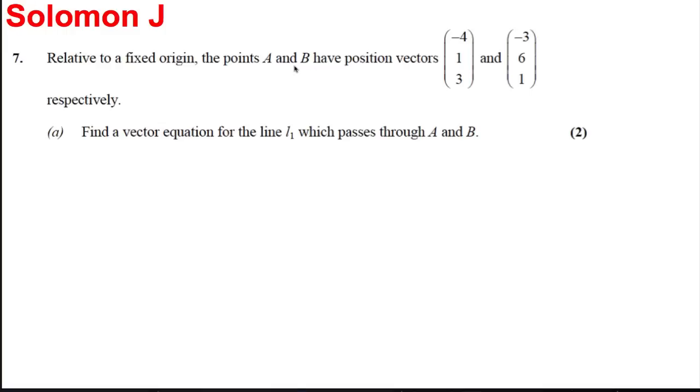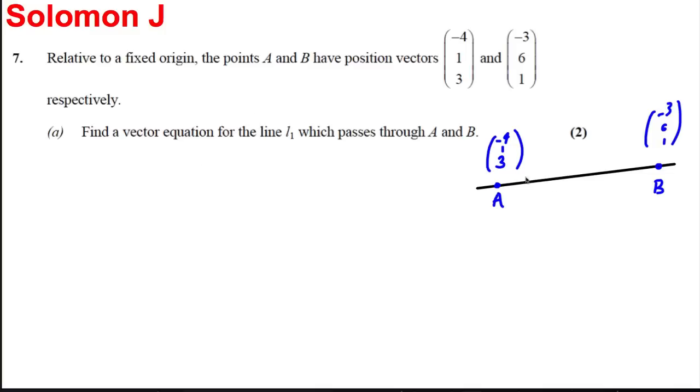The first part, easy here. Let's draw a quick picture. This is the point, let's say A, which is (-4, 1, 3). This is the point B, which is (-3, 6, 1). For a vector equation of a line, we need a point on the line and the direction of the line. The direction of the line is the vector AB, which is this one take away this one, so it's (-3, 6, 1) subtract (-4, 1, 3), which is equal to (1, 5, -2). So the direction of the line is (1, 5, -2).